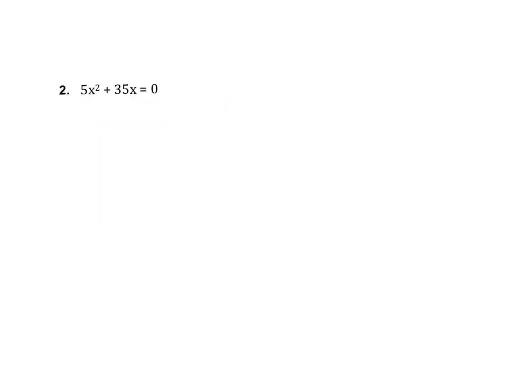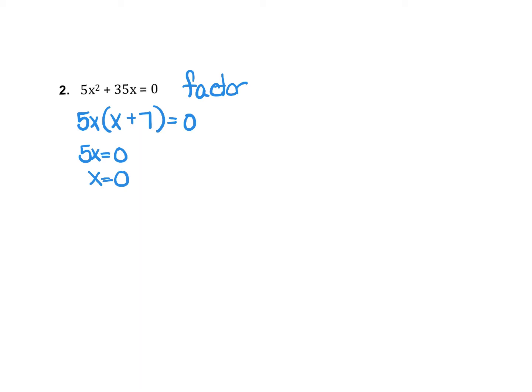We have 5x squared plus 35x. Looking at this one, I think the easiest way for us to solve this one would be by factoring. Notice how you can factor out a 5 and an x. So the easiest way would be to factor. And so let's see what that would look like. We would then factor out the 5 and an x, and I'd have left x plus 7 is equal to 0. And so then I would have the 5x is equal to 0, so x would be equal to 0. And then you'd have the x plus 7 is equal to 0, so x would be equal to negative 7.